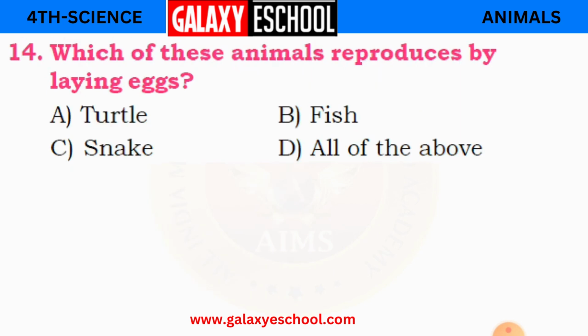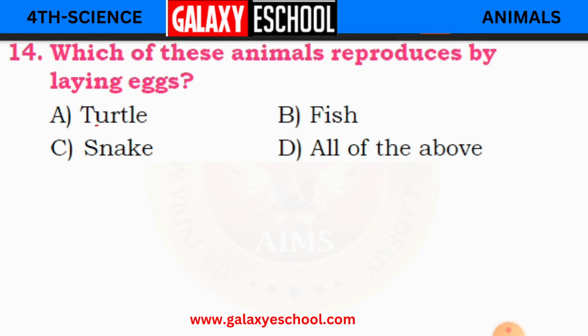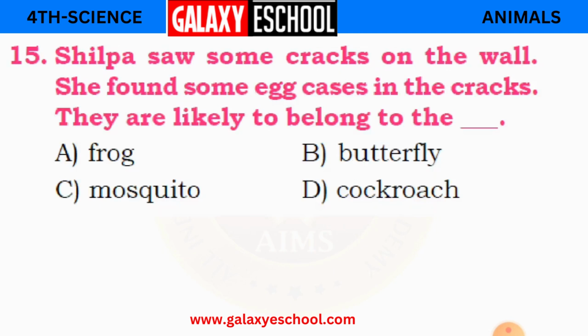Which of these animals reproduces by laying eggs? So the animal which is going to reproduce by laying eggs. We have 4 options here. A is turtle, B is fish, C is snake, and D is all the above. So turtle, fish and snake, all the animals reproduce by laying eggs. So that is why D option is the correct answer. Clear children? Now the 15th question.